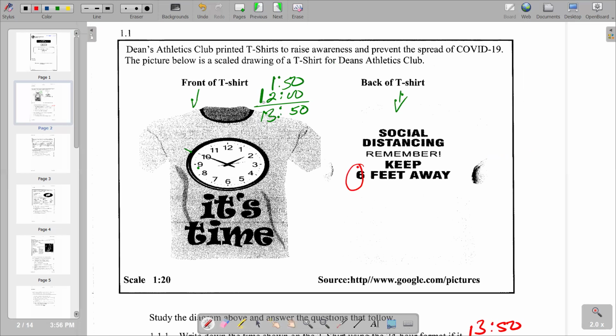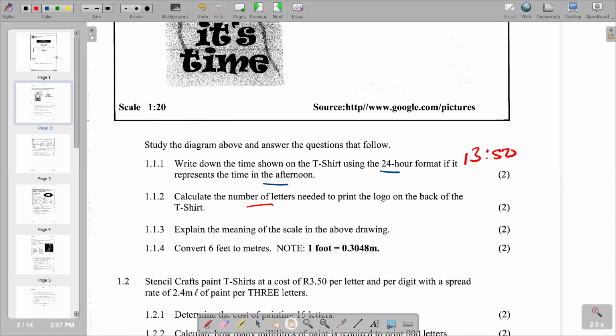You'll see that we've got a 6, which is not a letter. So we count: 2, 3, 4, 5, 6, 7, 8, 9, 10, 11, 12, 13, 14, 15, 16, 17, 18, 19, 20, 21, 22, 23, 24, and then 25, 26, 27, 28, 29, 30, 31, 32, 33, 34, 35, 36. So we have 36 letters. So obviously, we are just going to indicate them as 36.